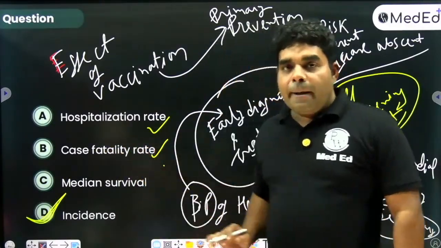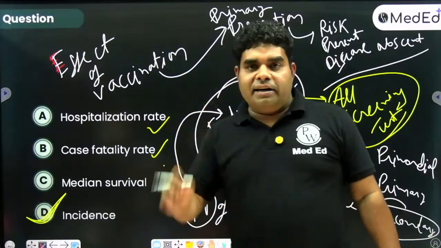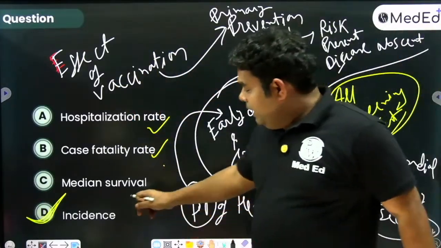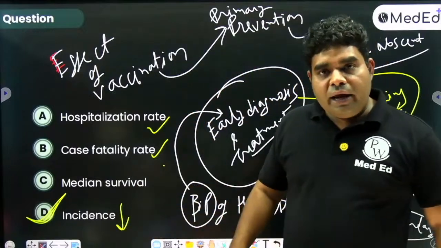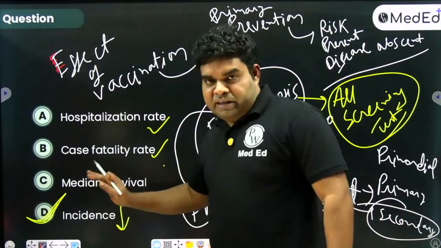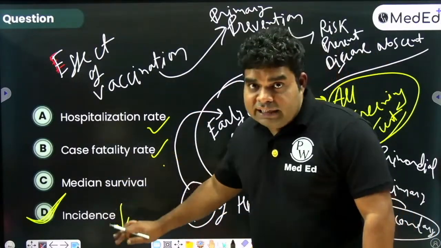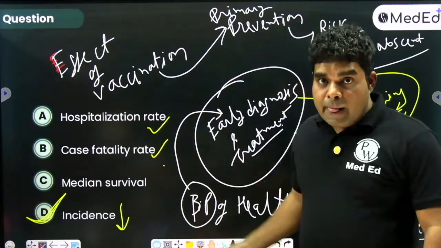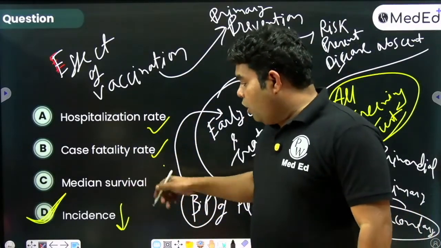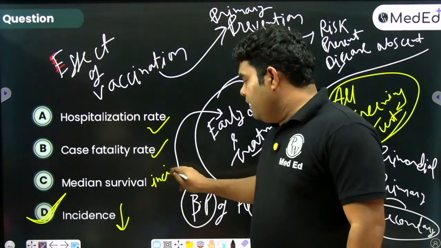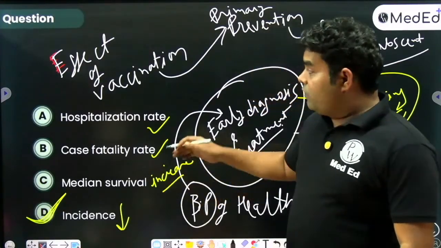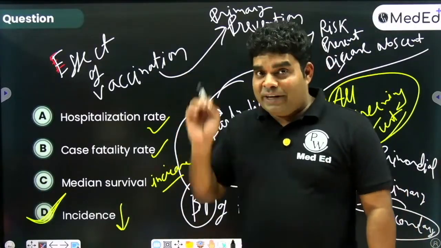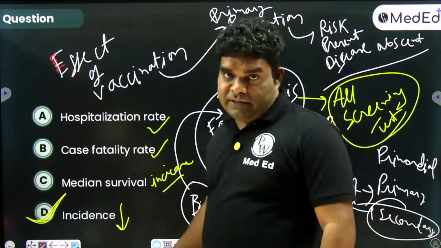They can decrease. But what will be the first effect? First effect is, if we vaccinate more people, incidence will decrease. Okay. So this is the first effect. And after incidence decreasing, hospitalization and case fatality rate can decrease after that. But median survival will not decrease. Median survival will increase. So what will not decrease? Median survival will not decrease. And what will decrease first? Incidence will decrease first. Okay.